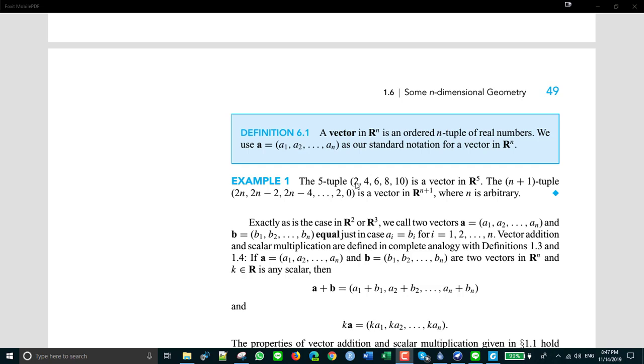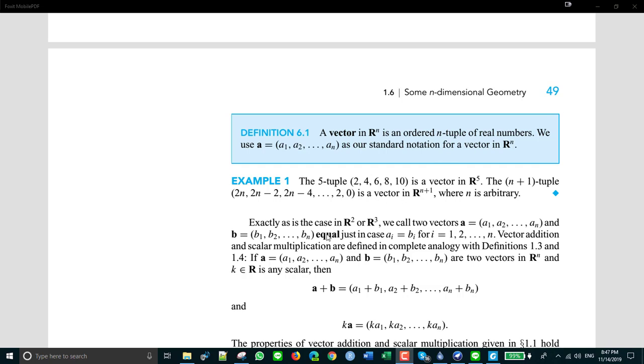So here's a vector in R5, and here's a vector, the n plus 1 tuple. So we have 2n, 2n minus 2, 2n minus 4. Anyway, this is in Rn plus 1, I guess, depending on n.